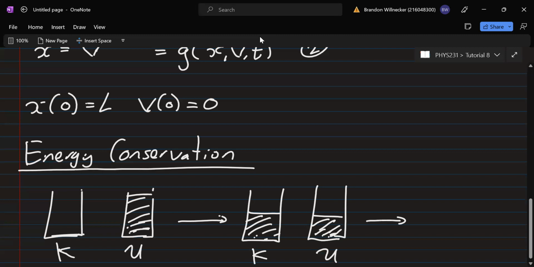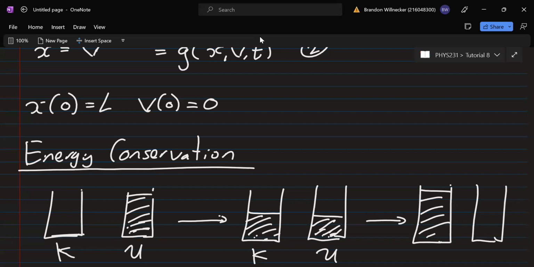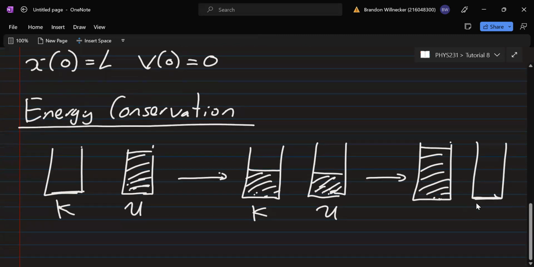Okay, and then as it moves past equilibrium, the kinetic energy will be at a maximum because it's moving its fastest as it goes past the equilibrium, and the potential will be 0 because it's going to be at equilibrium. So there's no force acting on it at that point. Okay, so no potential and maximum kinetic. And then this process repeats. Okay, so it's constantly moving between the two.